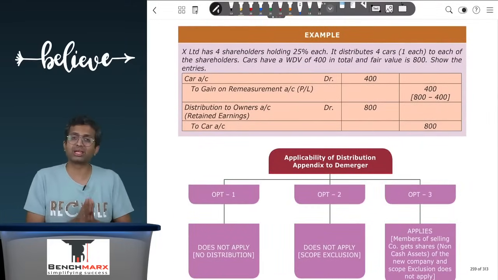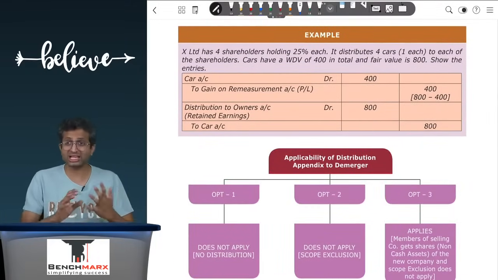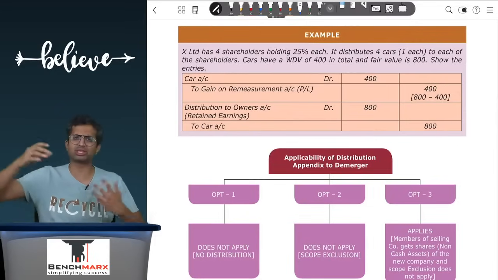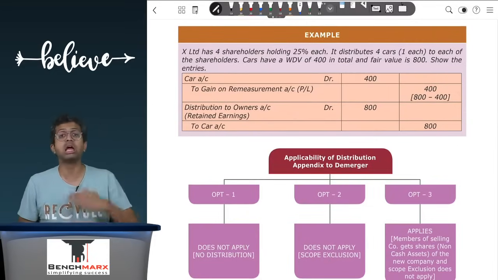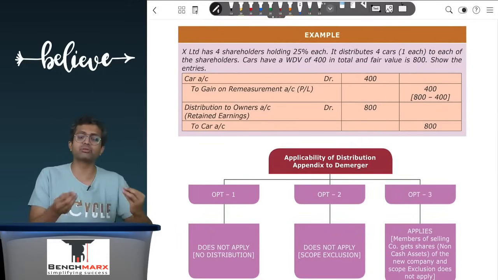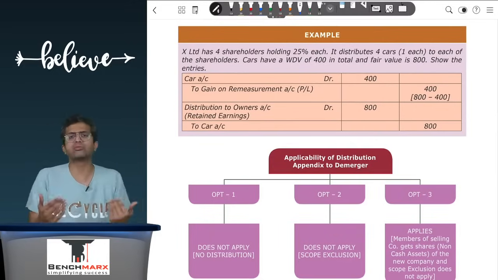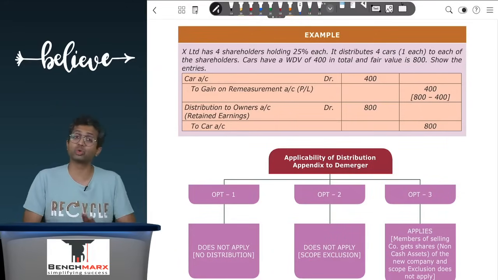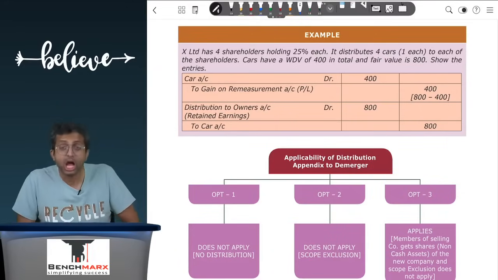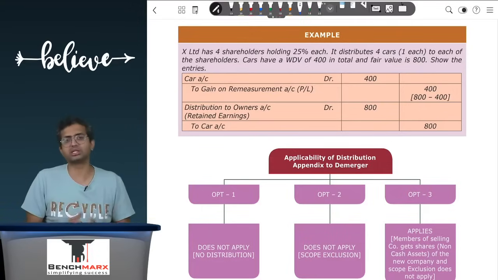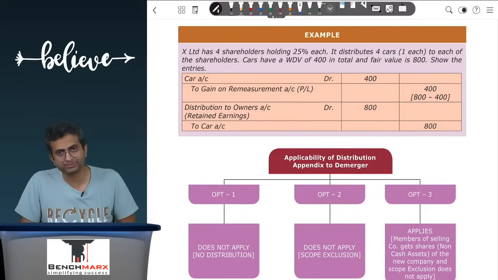Remember, there is a scope exclusion over here. In case 1, there is no distribution only because Y is giving shares to X, X is not distributing it to anyone. In case 2, there is a distribution, however, there is a common control combination, and the appendix to Ind AS 10 excludes that from the scope of distribution of non-cash assets to owners, and hence no working is done in case 2. However, in case 3, there is a distribution of non-cash assets to the owners.